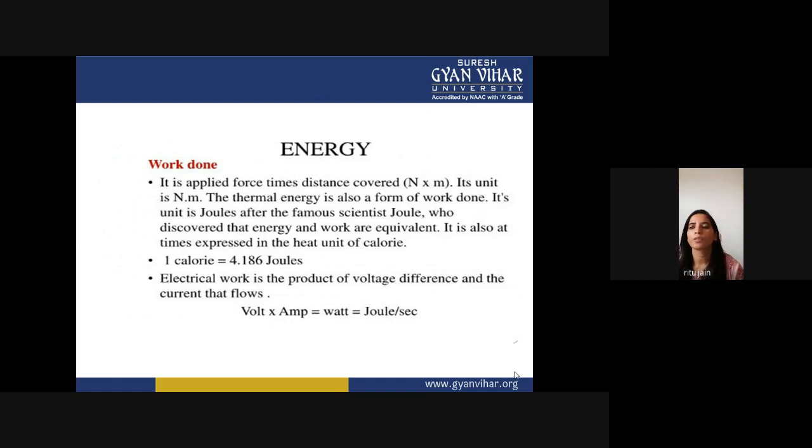Electrical work is the product of the voltage difference and the current that flows. So it is equal to the current flowing multiplied by the voltage difference, that is V into I. It can also be represented by joule per second. So the unit of electrical work is volt into amperes, which you can represent as joule per second.